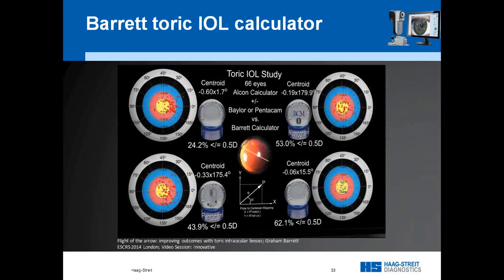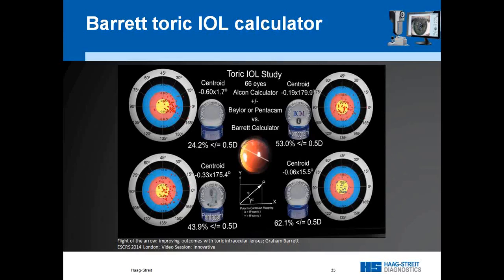We have here two studies published by Graham Barrett at last year's ESCRS. The first one is a comparison of the outcome of the toric online calculator as compared to the Barrett formulae using LenStar data. What we first of all see is that with the online calculator we only get about 25% of the patients within half a diopter of residual astigmatism. And if we draw the residual change as a vector, we see we have a 0.6 diopter offset, which is quite big.